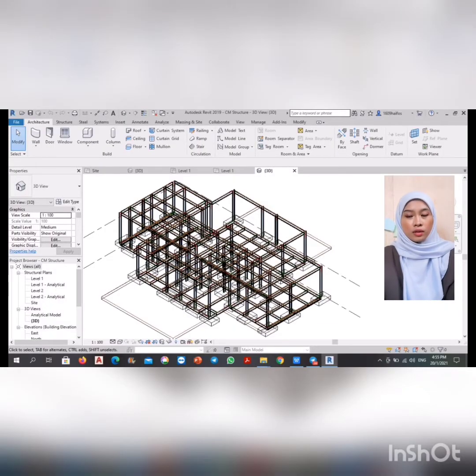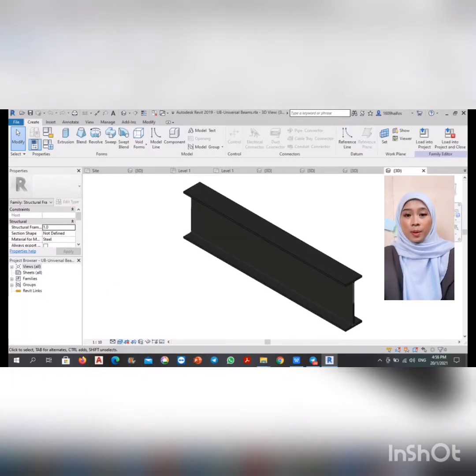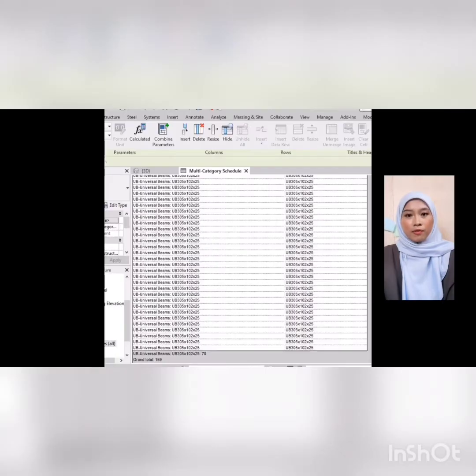Next is structural. Structural architects design buildings and other structures, taking into consideration safety, function and aesthetics. A beam is a structural element that primarily resists loads applied laterally to the beam, and its mode of deflection is primarily by bending. The load applied to the beam results in reaction forces at the beam support points. We use universal beam for this house and the quantity is 70.